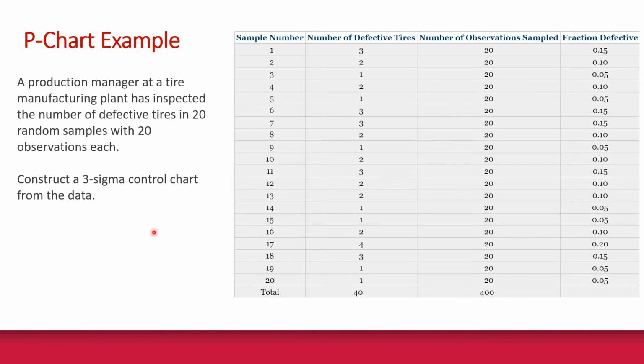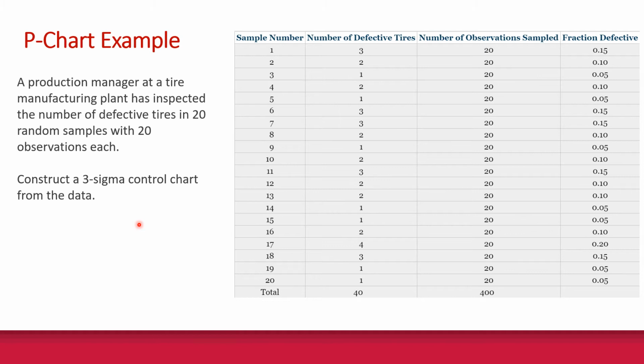So let's take a look at an example of a P chart. This is the best way to learn how to use the charts, is to actually look at examples. So we're going to look at an example. We're going to calculate the control limits from the center line by hand, and then we're going to use Minitab to actually do the work for us and actually plot the results.